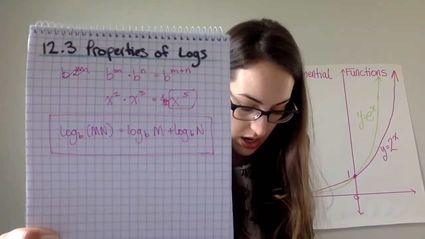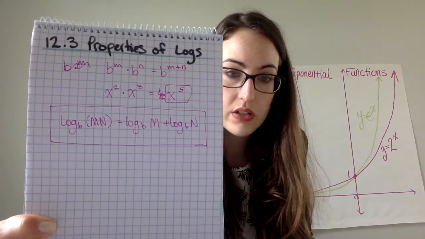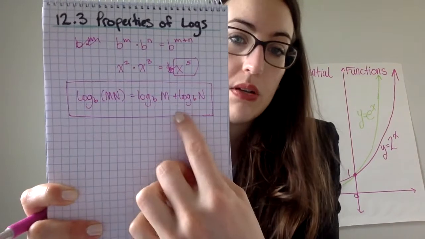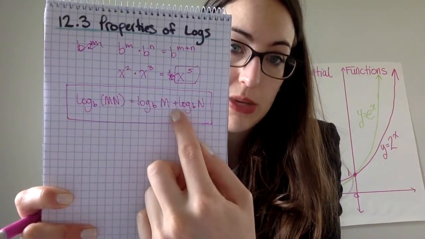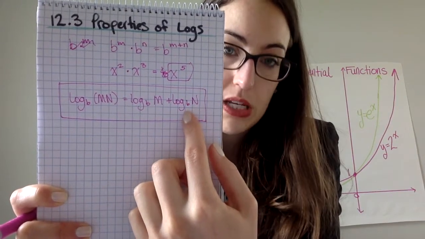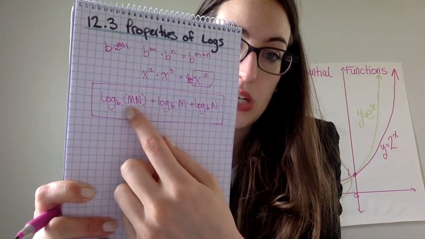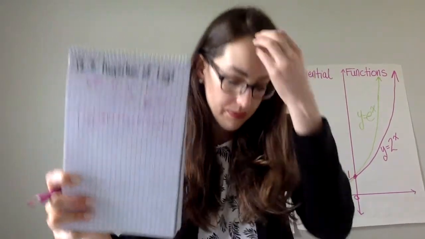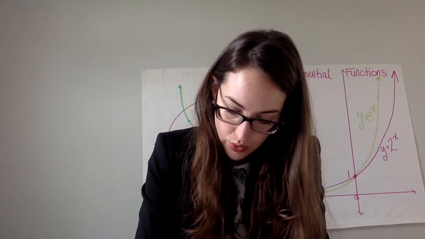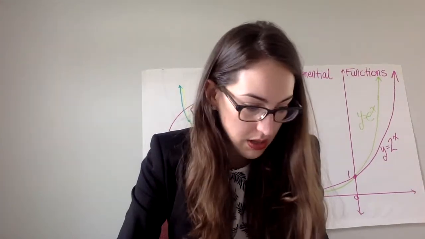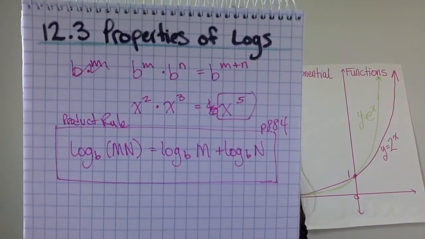Okay, so it's the sum of the logs. Okay, sum of the logs. Sum, plus sign, the sum of these logs of whatever the log base b of m is, plus whatever the log base b of n is, okay? And that would be the product rule for log base b of m times n there. Okay, we can give that a little label, product rule, and a reminder for ourselves, this is on page 884, just so we have those notes.